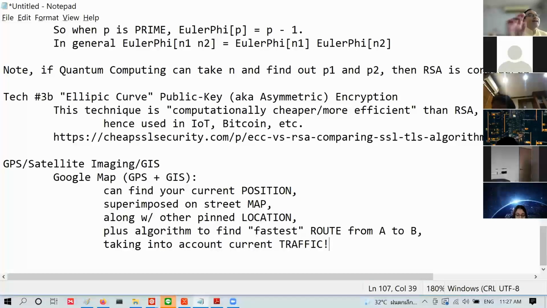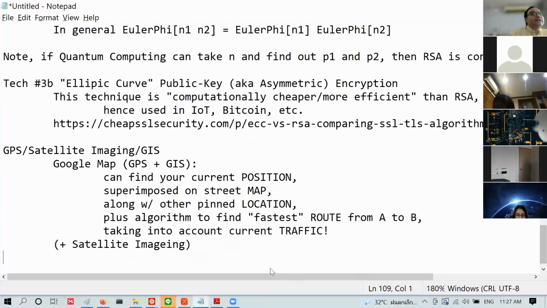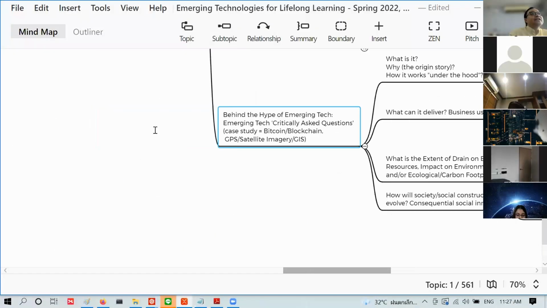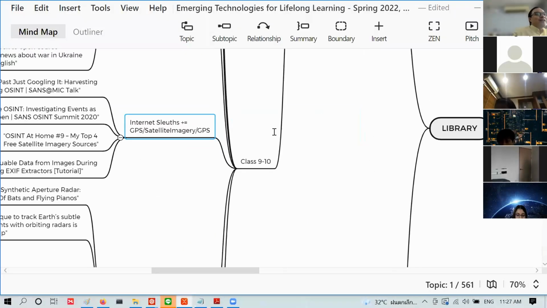Now today, I'm going to give you an example of what happens when you actually need this. Right. So let's go to the notion of today's second class: Internet sleuth. This is my theme, Internet sleuth.